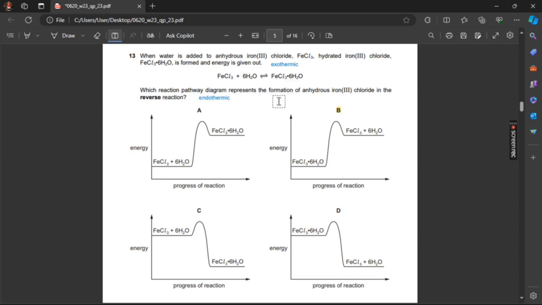So in the reverse reaction, the hydrated substance should be in the reactant. So let's remove A and C, and it's an endothermic reaction, so the energy change should be positive. It means the product should be at a higher level, so the correct answer is B.